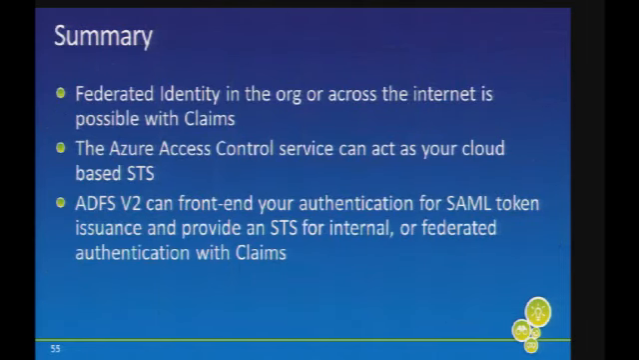So in summary, here we go. Federated identity in the org or across the internet is here, and it's all possible with claims. It's very simplified with claims. Right? We get out of the quagmire of managing identities. The ACS can act as your cloud-based STS. It's already set up just through rules for accepting a whole swath of different types of identities and converting it to your choice of simple web token. Okay? And ADFS v2 can be your front end for your version of this. You can issue your SAML tokens, you can run through the ACS, or just accept your SAML tokens, whichever one you want.